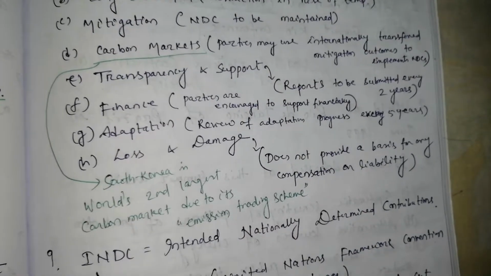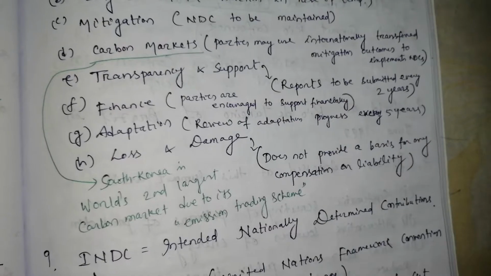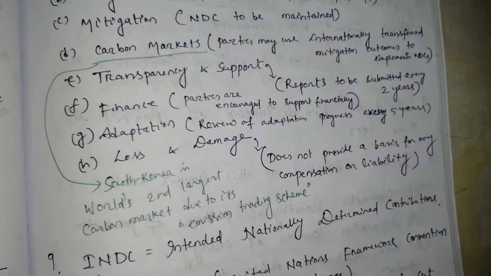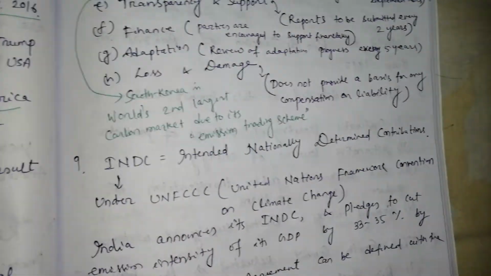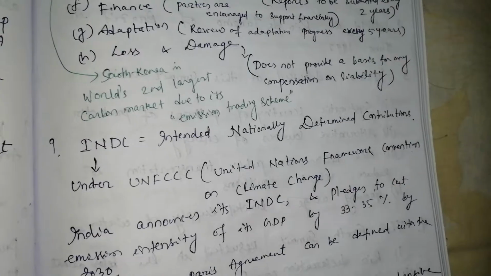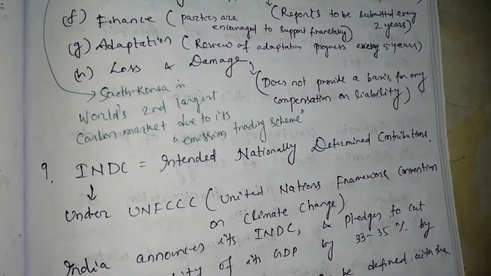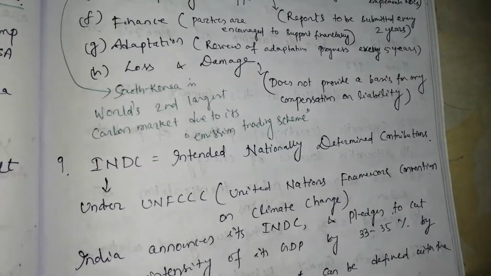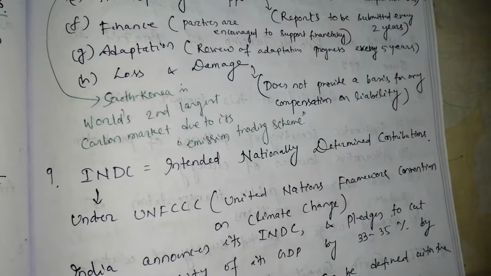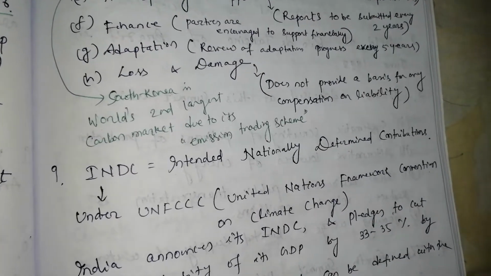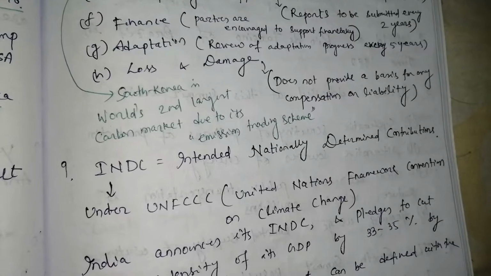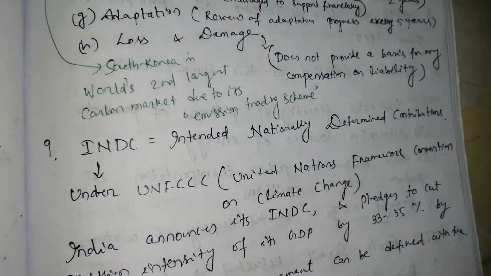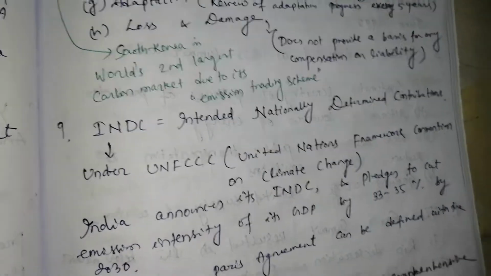Then comes H. This is about loss and damage, and this does not provide a basis for any compensation or liability. Okay. Then point number 9. INDC. INDC is intended nationally determined contributions. That means with intention, with more focus, the countries are trying. And this INDC comes under UNFCCC, that is United Nations Framework Convention on Climate Change.